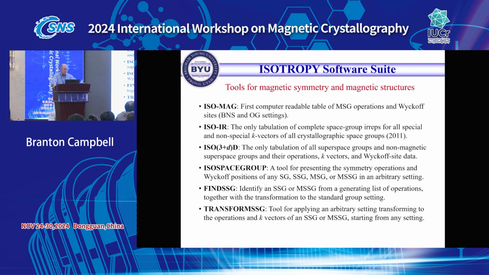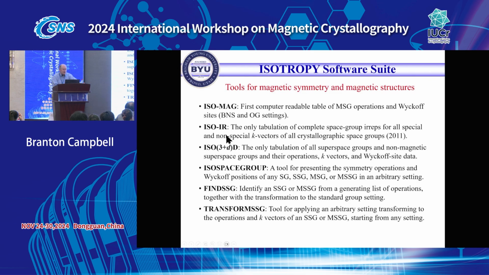So ISOMAG, this is just a readable database of symmetry operations and Wyckoff site information for each of the commensurate magnetic space groups. There are 1,651 of them. It's kind of an old resource. It's been around for a long time now. We originally completed it, I think, in 2008, and a lot of people have used it since then. But I think most people have taken the database and incorporated it and don't actually refer to this website anymore.